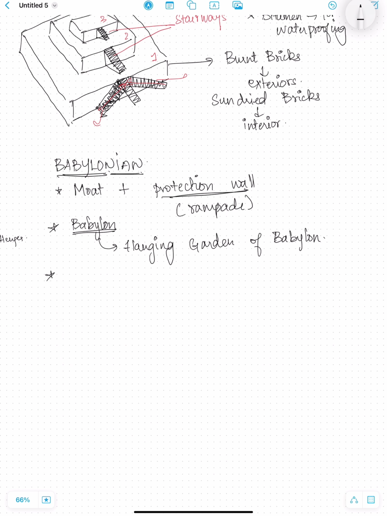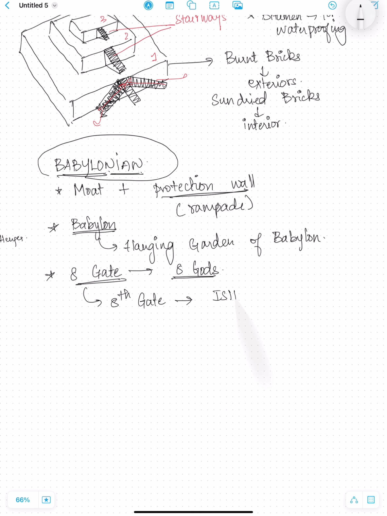Next, okay, the Babylon civilization also had 8 gate system. Before you can reach into the city, they had 8 gate. You have to pass through them, and these 8 gate represent 8 gods. And the 8th gate is the famous among the all, and it is called Ishtar gate. So this gate was famous.